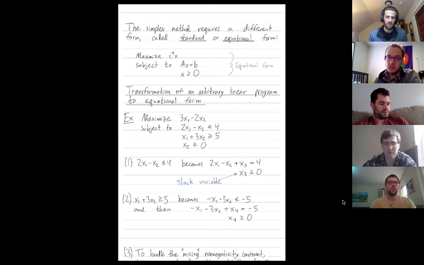To plug a linear program into a computer, you typically don't need to do this, right? You can give a computer whatever constraints you want, but this is the first step your computer will do. It'll turn it into equational form.